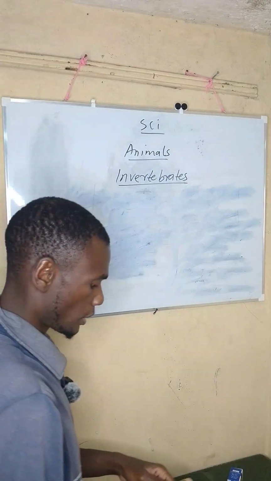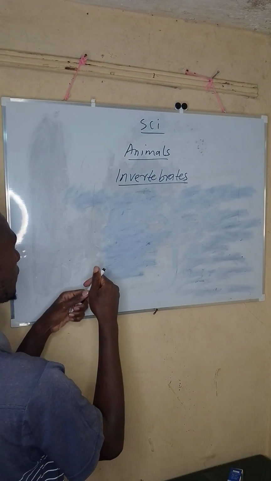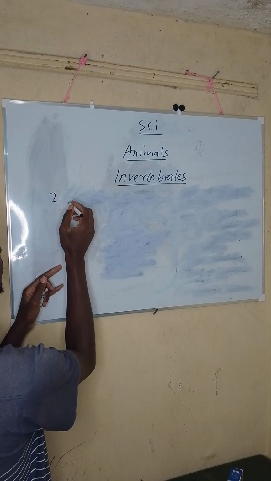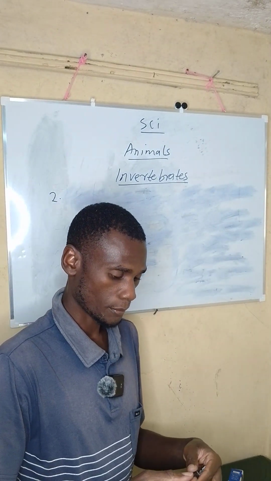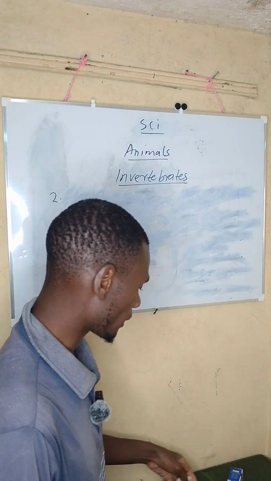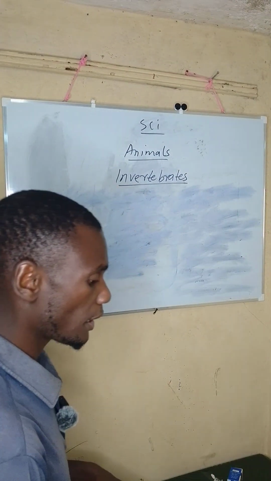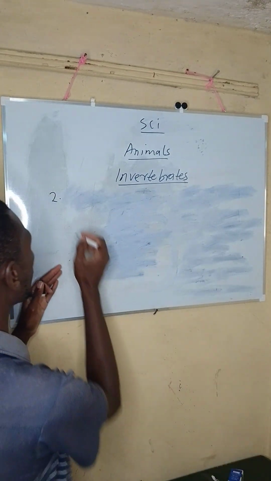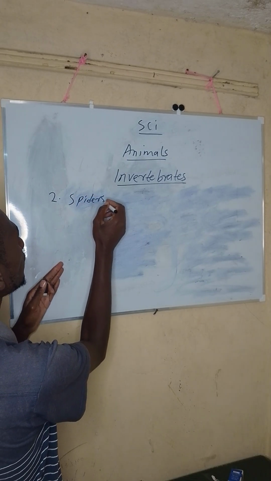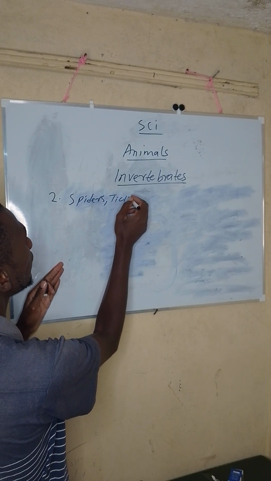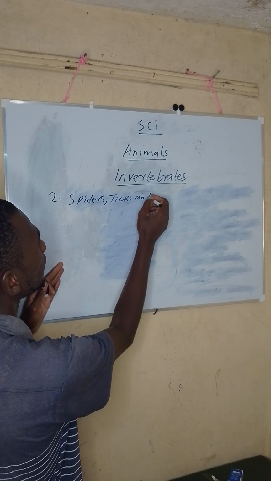Now let me talk about that second group. So we will write number 2. Nowadays it is not called arachnids. In fact, the CBC doesn't know that word arachnids. They just know them as spiders, ticks and mites. So that is what we are going to write. Spiders, ticks and mites.